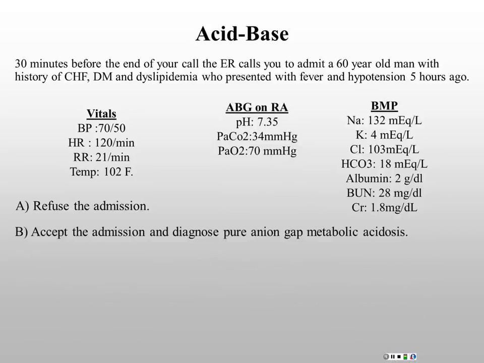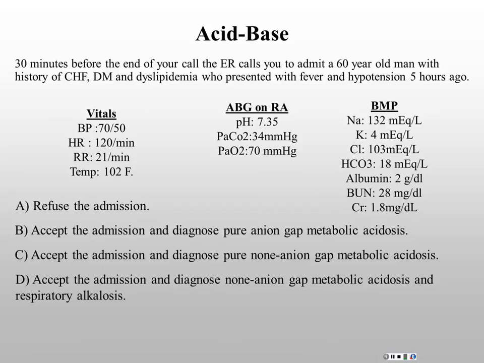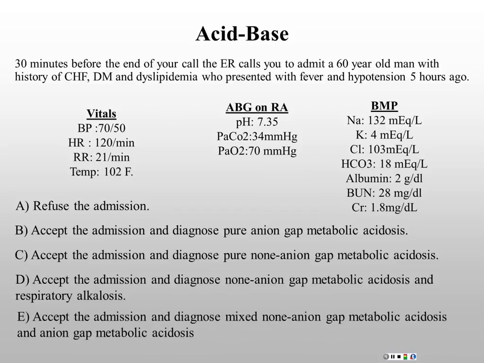Refuse admission, accept admission, accept, and the answer is not A. So we'll have to think about the last 4 answers. You have to know your kind of metabolic acidosis. So we can walk through it.